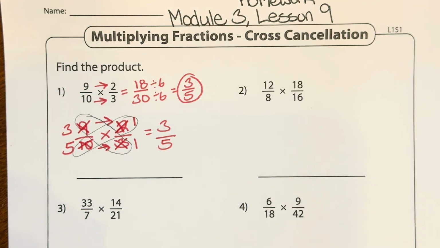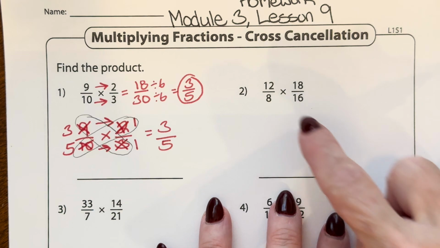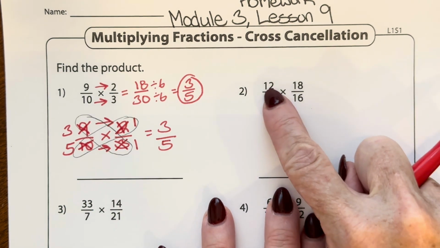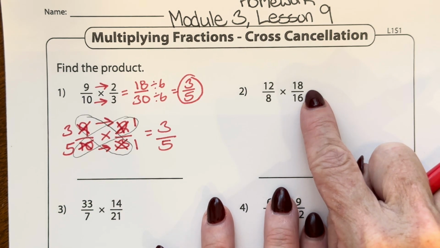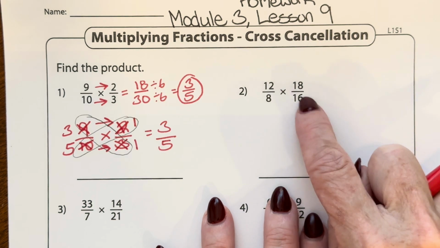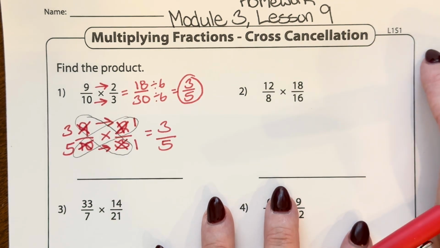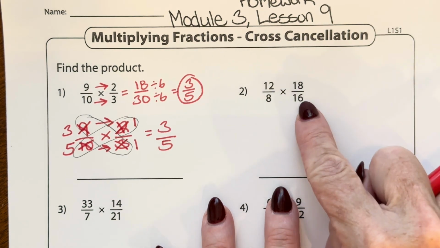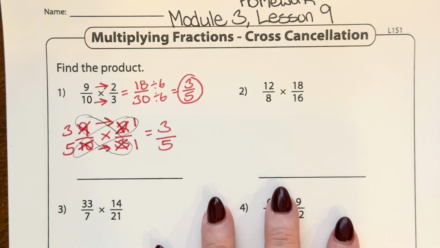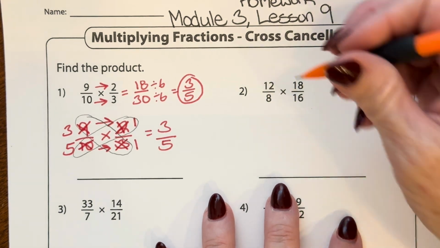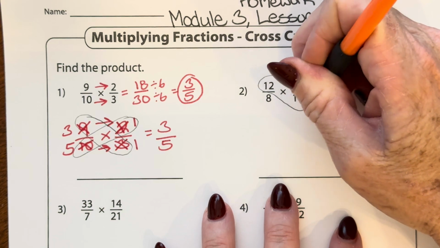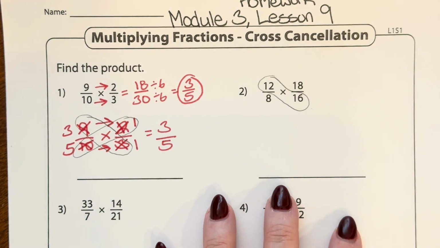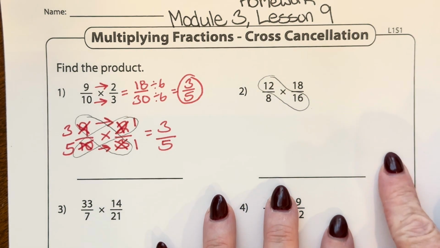Now you might ask, why is that even worth doing all that extra work? Well, when I get to a problem like this, yikes, 12 times 18, that's going to be really difficult. I'm going to need to come over here and do some side work. And 8 times 16, that's really difficult as well. So I can try to make the problem simpler by doing this strategy of cross-canceling before I even start.